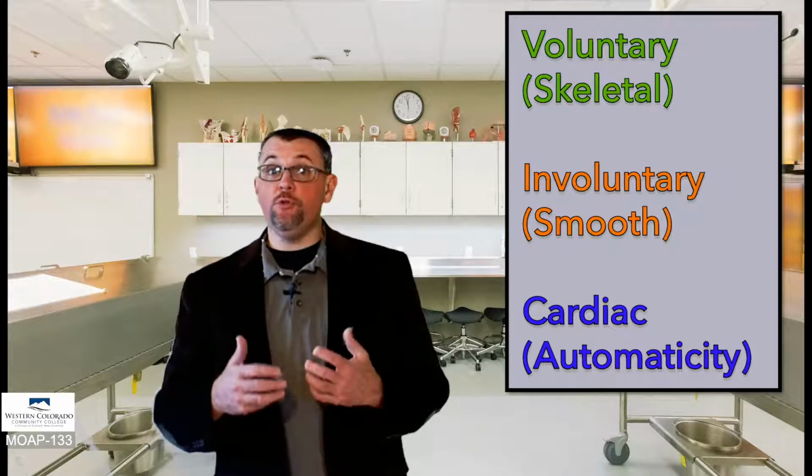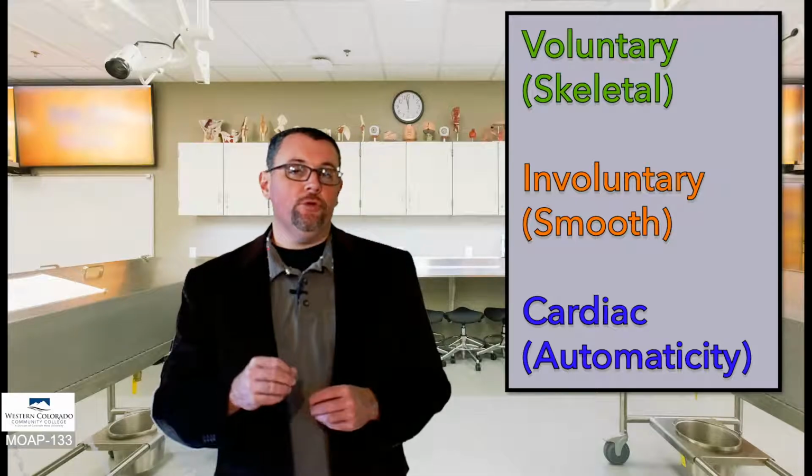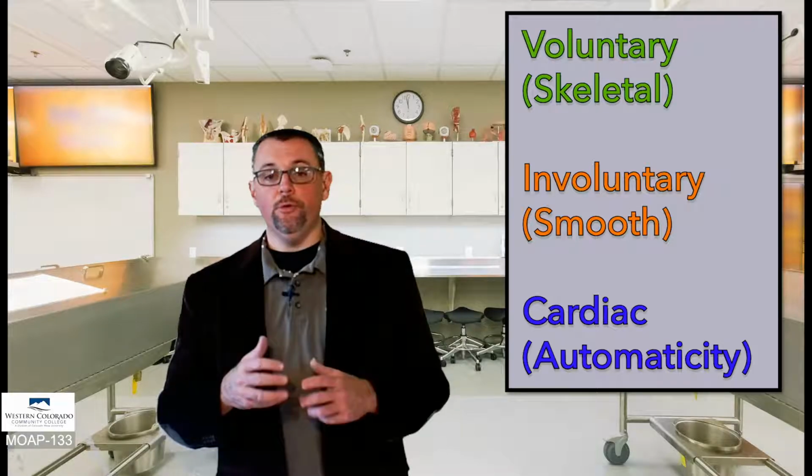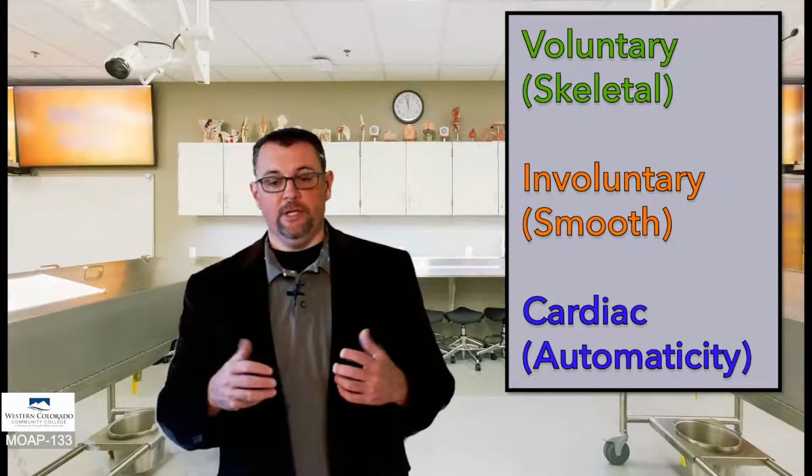The two primary divisions of muscle in the human body are skeletal muscle and smooth muscle. Skeletal muscle is the exact same thing as voluntary muscle. Smooth muscle is involuntary muscle. So skeletal muscle is what you control. Skeletal muscle is what your brain can consciously command your body, your muscles, to do.